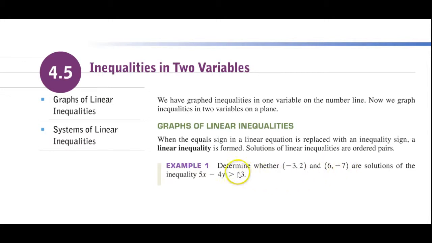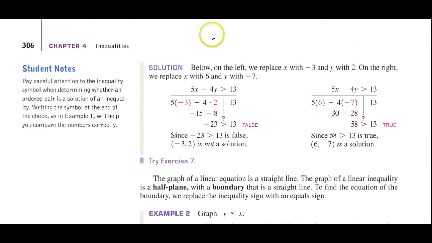Now remember, inequalities are not going to be points along a line, although they may be in some cases, but they're going to be ordered pairs within a region, and we'll pick up on this as we go along. When we do the replacement, in the first case we see -23 greater than 13, and the answer, of course, is false, while 58 is greater than 13, that one is true.